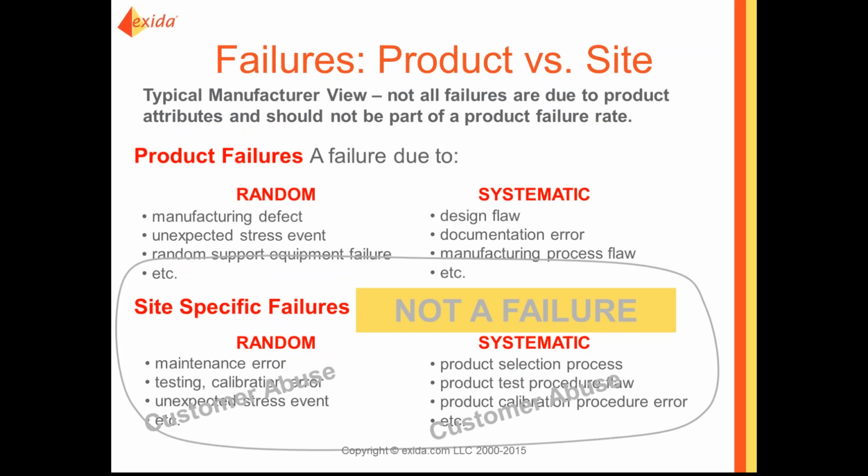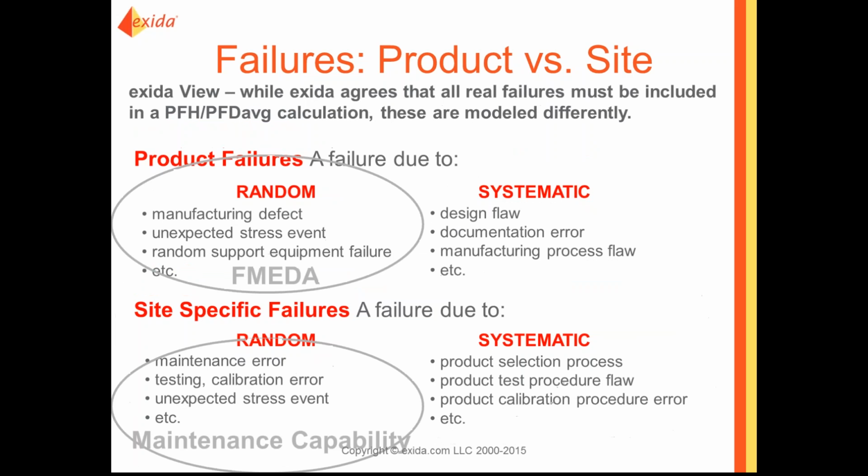A manufacturer might say, hey, all those site-related things are customer misuse. And if they ignore that, then they might be underestimating the total failure. It's probably best to try to include not only random product failures, but the capability or the probability of a maintenance error. We would call that maintenance capability in the random analysis. And then the truly systematic stuff can't be addressed by quantitative analysis. That has to be addressed by the process side.